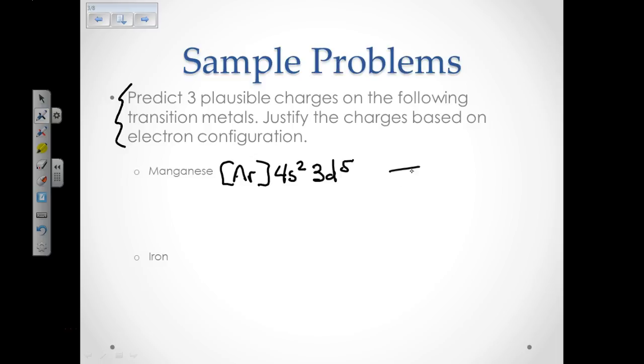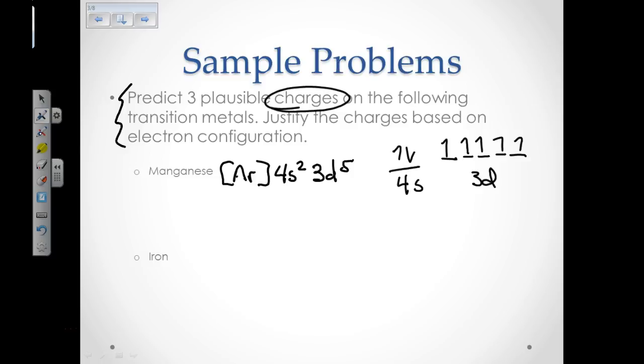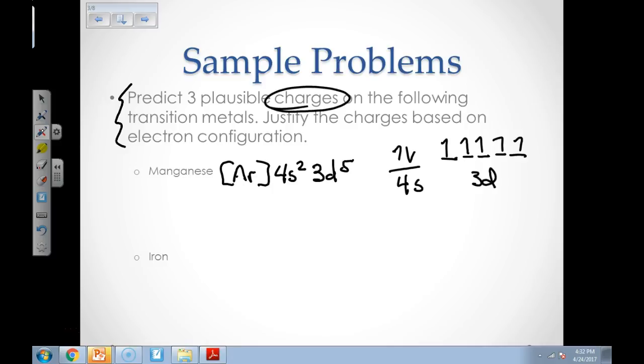So in terms of an orbital diagram, 3d, this is the element. We want to figure out what the charges or the oxidation states are. Now, metals lose electrons. So if we are going to lose electrons, I'll just cross them off to show you how this is going to work. What if we lose one? Can we lose one here? Yes, of course we could. We could lose one from here.